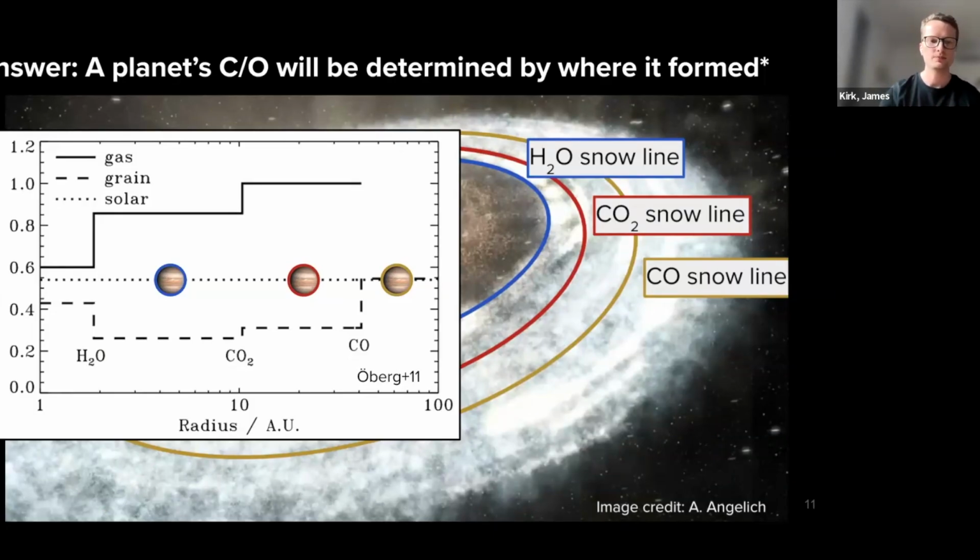And this leads to a step increase in the C/O of the gas and a step decrease in the C/O of the solids. The simple idea is that a planet that accretes its atmosphere between the water and CO2 snow lines, for example, will have a different C/O ratio than an atmosphere accreted between the CO2 and the CO snow lines.